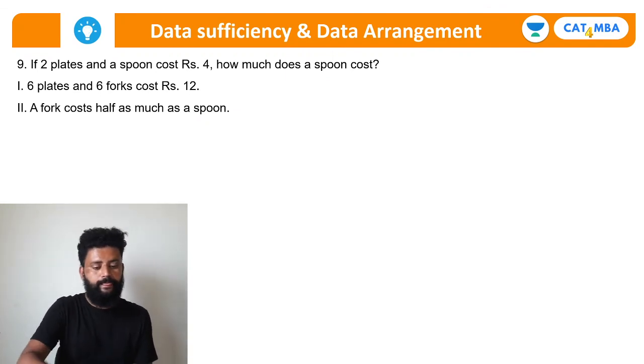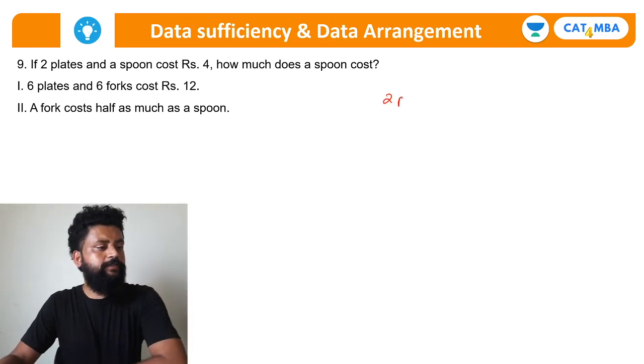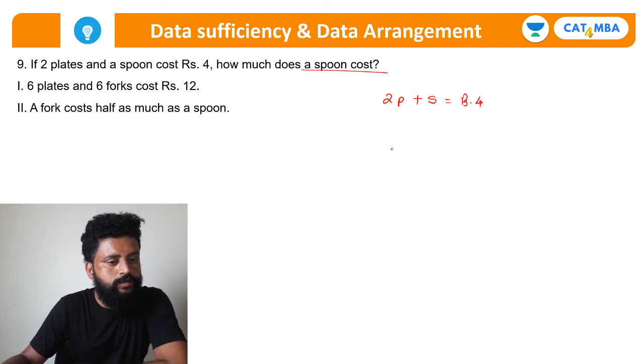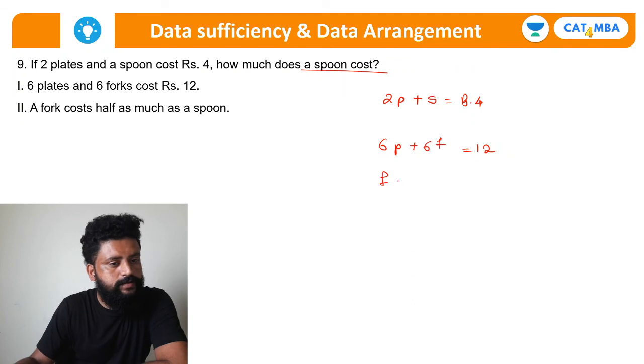Okay, if 2 plates and a spoon cost ₹4, that is 2 plates and a spoon cost ₹4. How much does the spoon cost? We are given 6 plates and 6 forks cost 12. Next thing, a fork costs half as much as a spoon. So a spoon costs twice as much as fork.